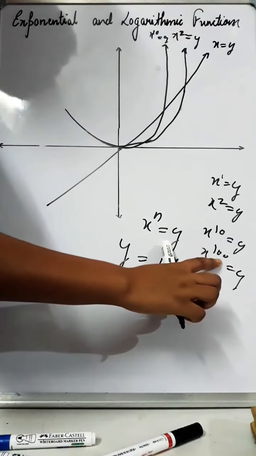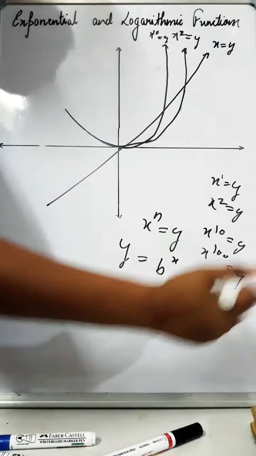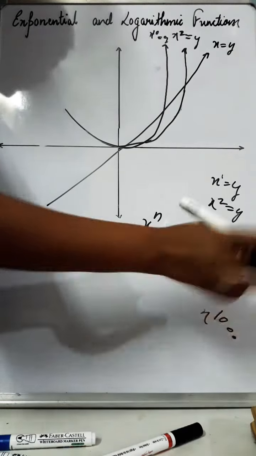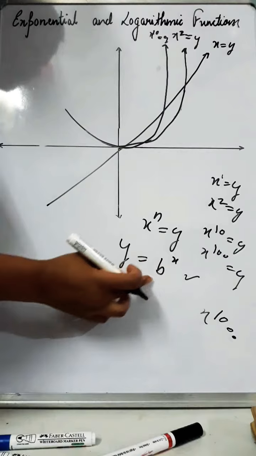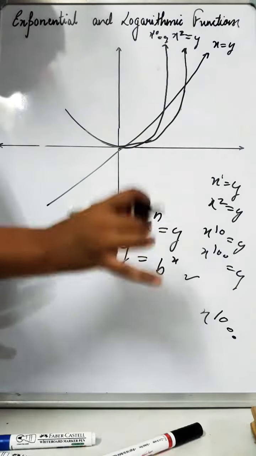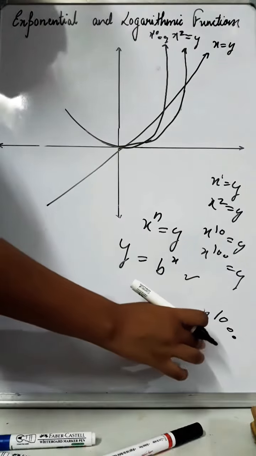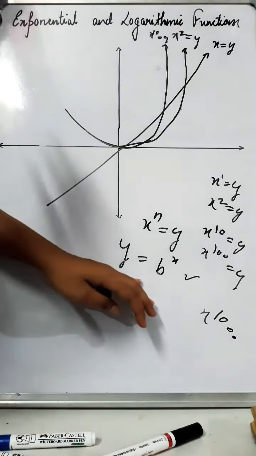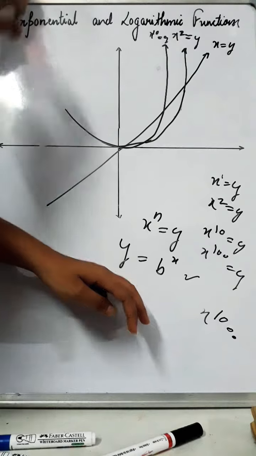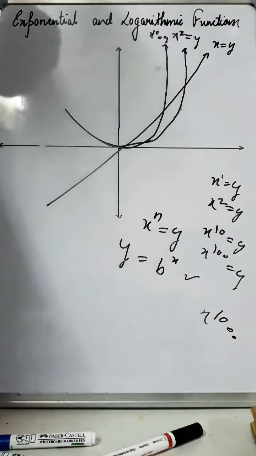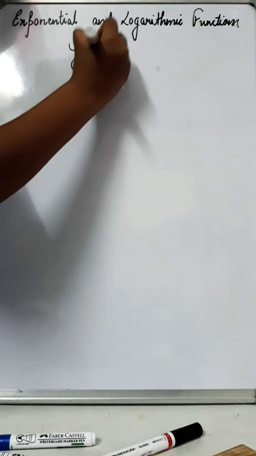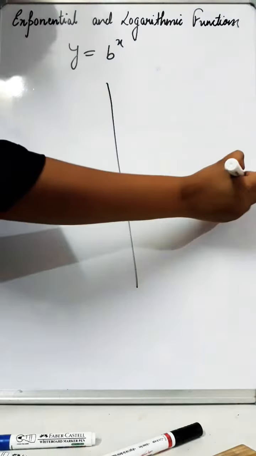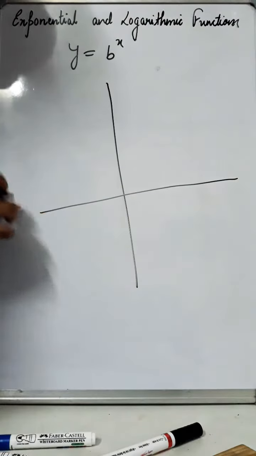This is your exponent 100, x raised to the power 100. Even if you take x raised to the power 1000, even then this exponential graph will have better growth, more growth than the polynomial function. Now this is where the concept of exponential functions comes into play. We will see how. Now this is your function, y is equal to b to the power x. Okay, so the graph goes like this.